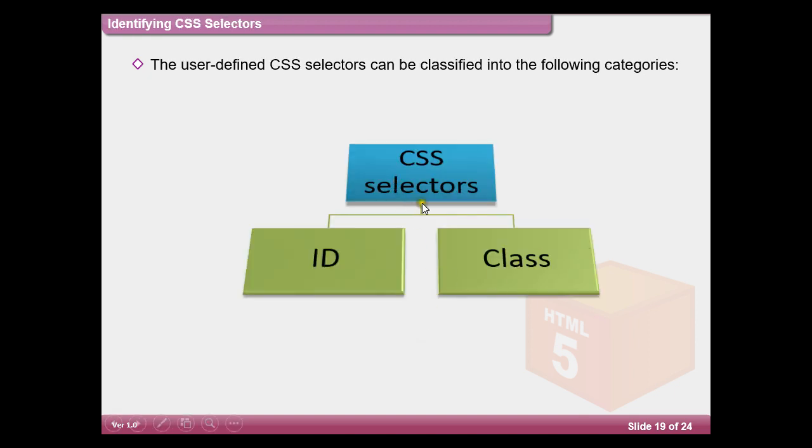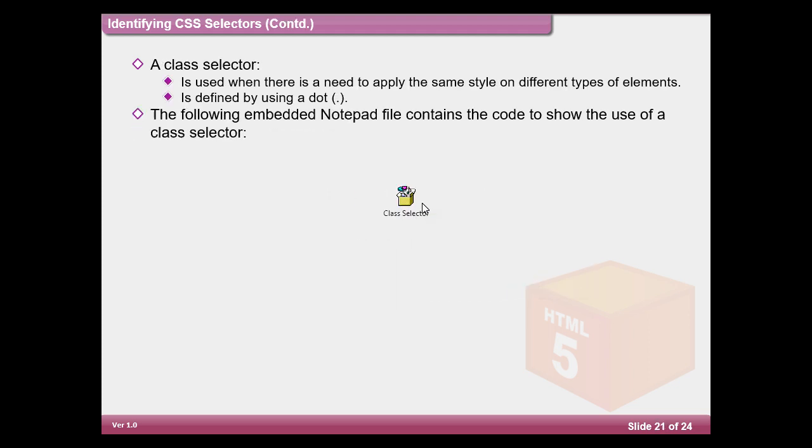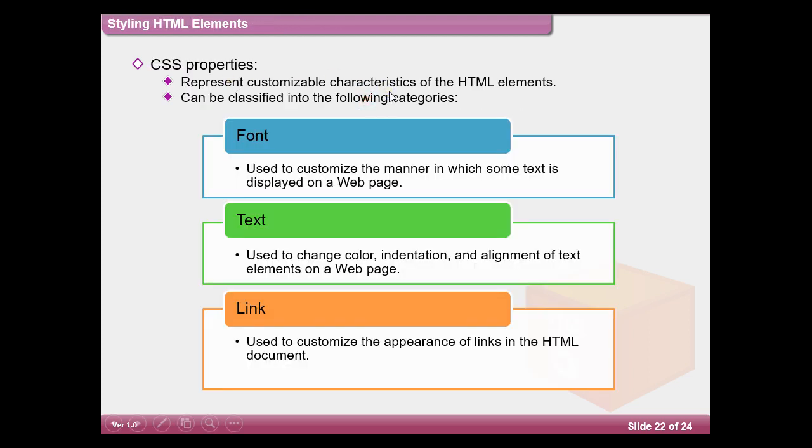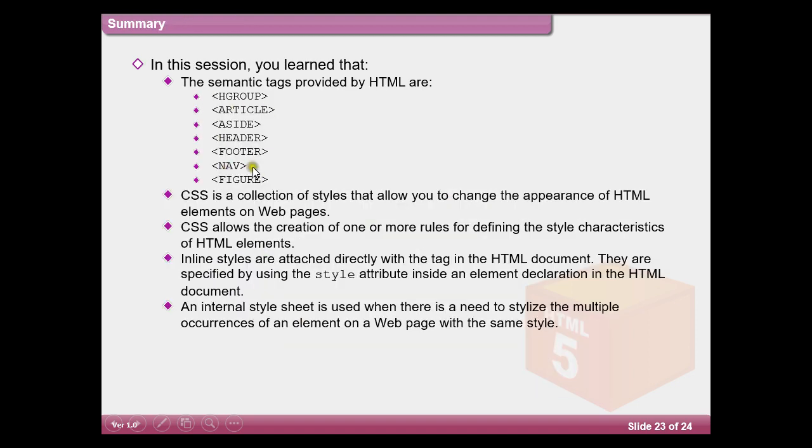And how many CSS selectors do we have? We have seen that we have ID, which is represented by pound or hash, and we have class. There are two CSS selectors that we can call. We can call either by ID or we can call by class. Class is dot and ID is pound or hash, whatever you may call it. Class selectors, you can see, use dot, and here it uses this. So CSS properties, we have seen font, text, link, we have seen everything. H group, we have seen article, navigation, every single thing, right?